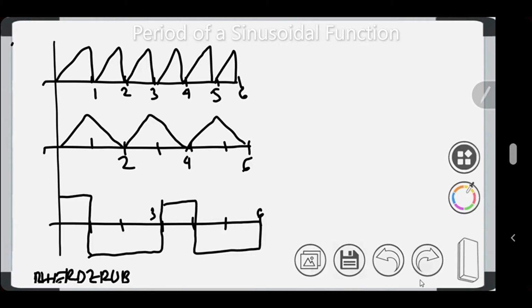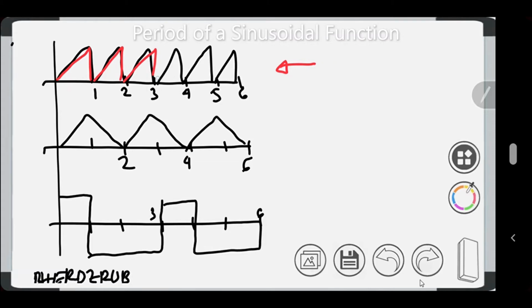Think of a period as where the graph completes one cycle. Consider this function right here. Is this periodic or not? Since there's a pattern that keeps repeating, then this is periodic. And we can see that the pattern is a triangle.